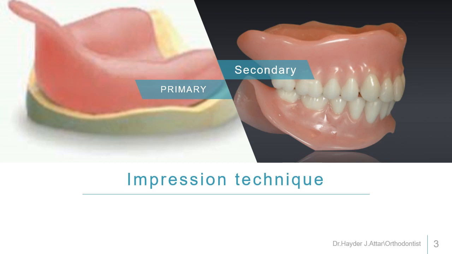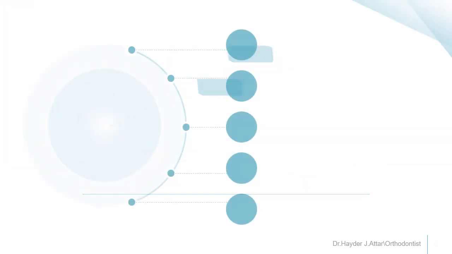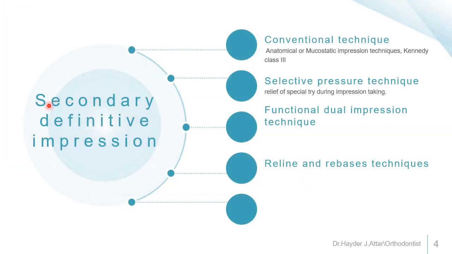The first type of technique is the primary impression technique. The primary impression technique is used to make the diagnostic cast and the cast for the purpose of the special tray for the secondary impression technique, or the final impression technique. The final impression technique, or secondary definitive impression, is classified into the conventional technique, selective pressure technique, functional dowel impression technique, and reline and revise technique.